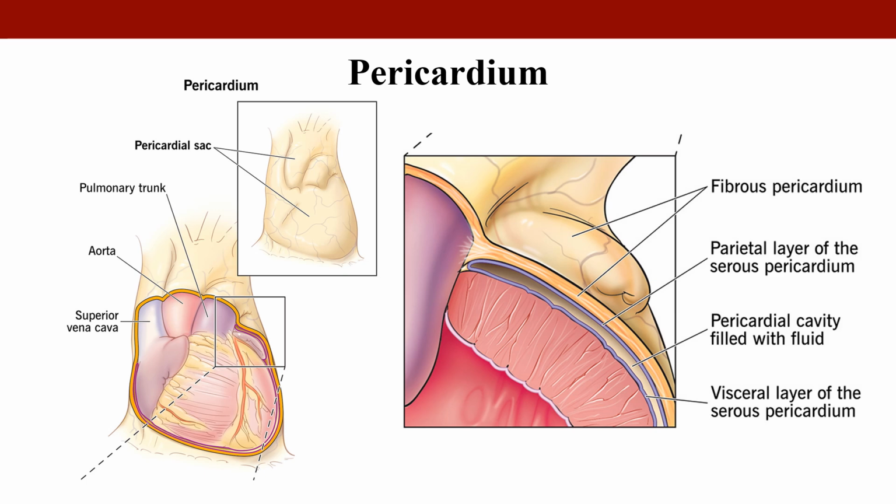Pericardium. The heart is enclosed within the pericardium, which consists of two main layers. Visceral pericardium, epicardium, the inner layer that directly covers the heart surface. Parietal pericardium, the outer layer, forming a sac around the heart. Pericardial space, the space between the visceral and parietal pericardium, is filled with a small amount of pericardial fluid that reduces friction during heartbeats.